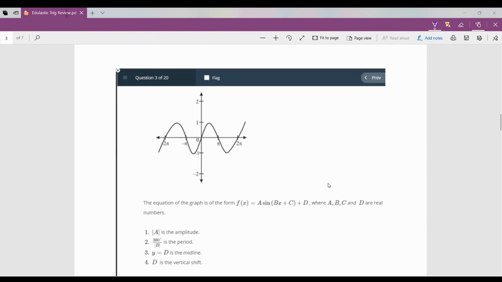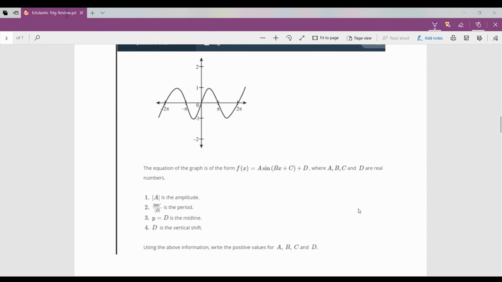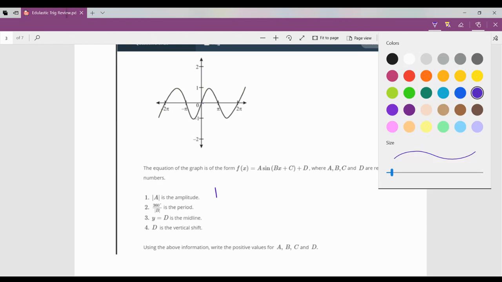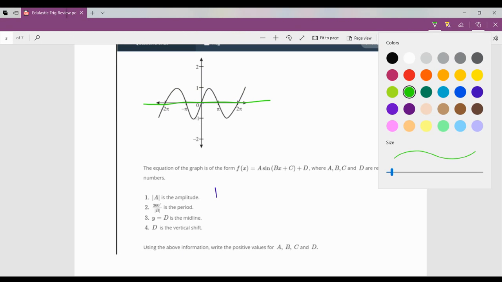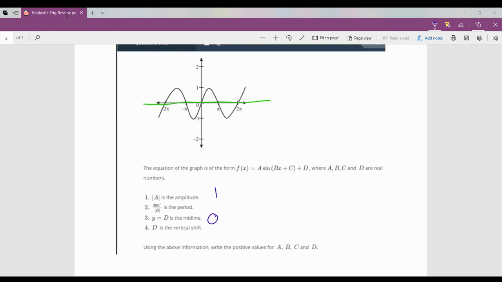All right. So next one, this one is a little bit tricky. So I'm going to start out with the amplitude. So that is, it goes up 1 and down 1. So the amplitude is 1. Now D is the vertical shift and y equals D is the midline. So right through the middle, right there, it doesn't look like it gets shifted up or down at all. So therefore, D is 0.